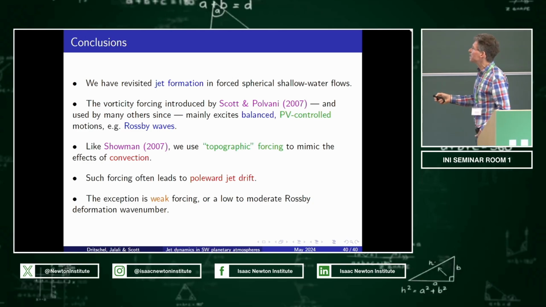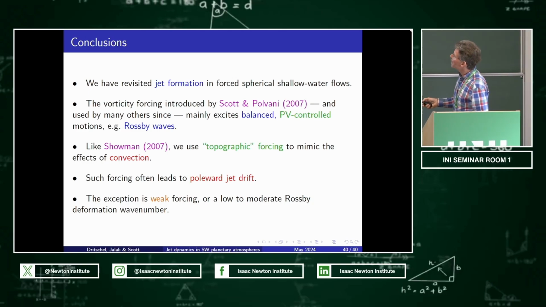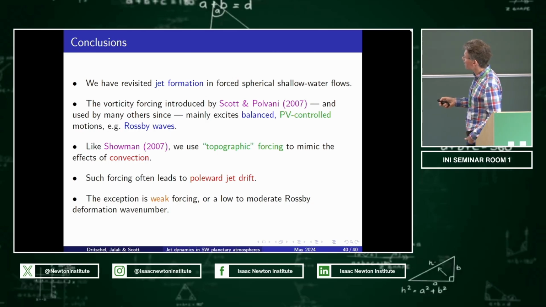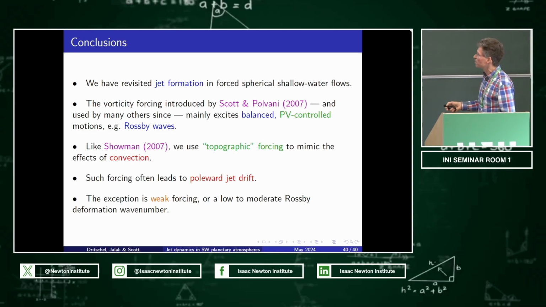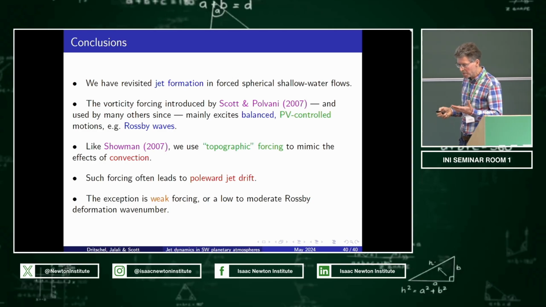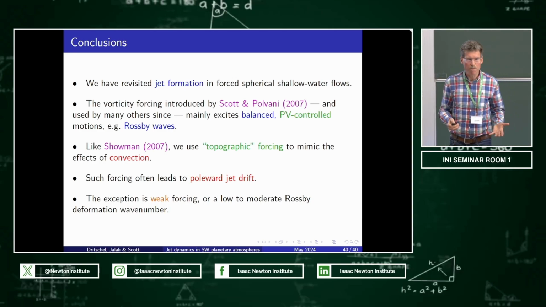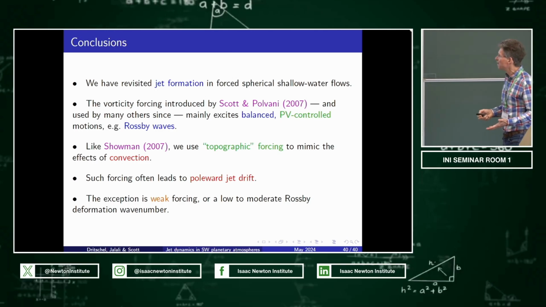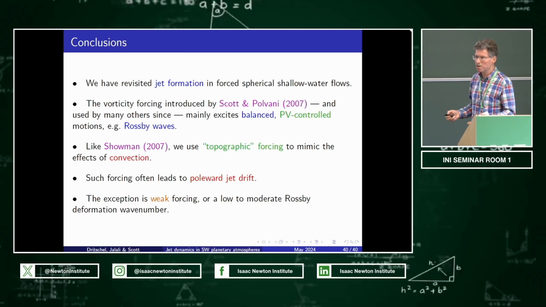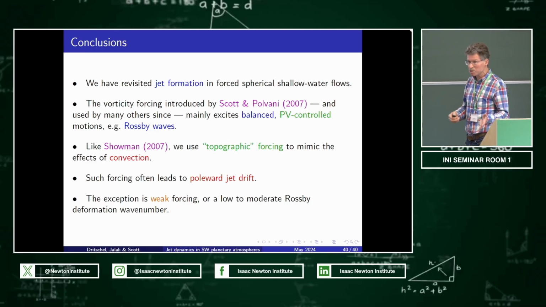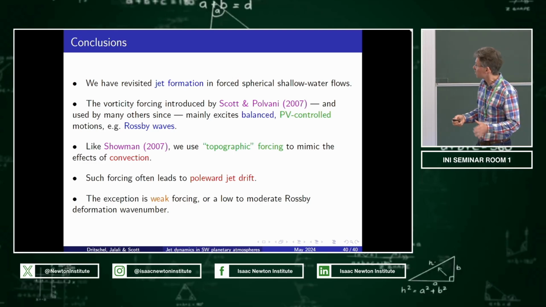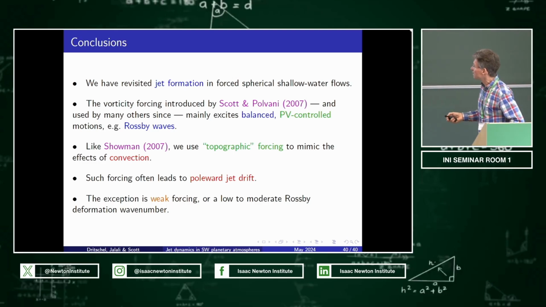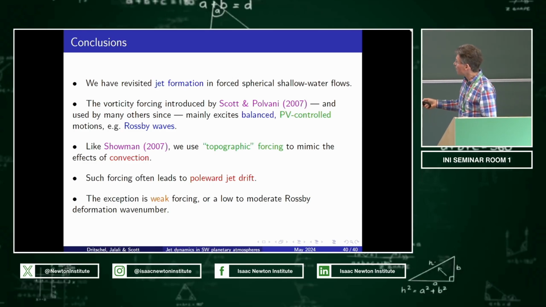So we revisit jet formation. The vorticity forcing by Scott and Polvani mainly excites balanced PV-controlled motions, Rossby waves. So they didn't get many divergent motions, and the divergence could be part of the reason for the jet drift. Of course, the previous talk also found jet drift without divergence, so that's open as an idea. We use topographic forcing like Schoeberl.